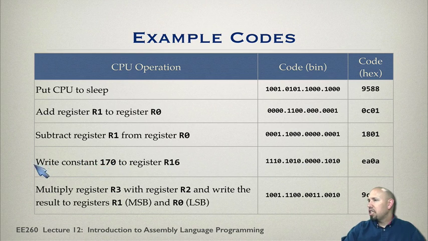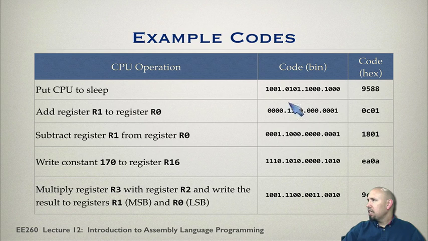Notice that this instruction actually embeds the number 170 into the instruction. Okay, so that is the write to a register. That instruction actually has space within it for the number that you would put. And then we have multiply register 3 with register 2 and write the result in registers 1 and 0, the most significant bit and the least significant bit. And so here is the instruction for that.